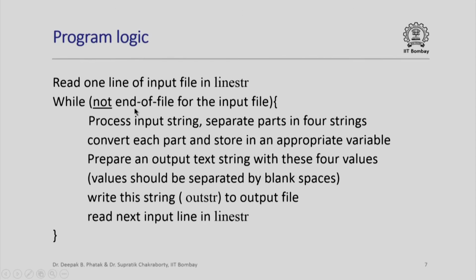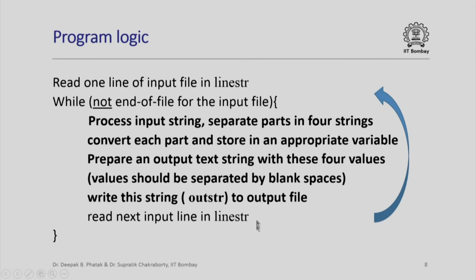What do we do? We do exactly 4 things. 1. Process the input string and separate the parts into 4 strings. 2. Convert each part and store it in an appropriate variable. 3. Prepare an output text string with these 4 values. Note that we should separate these values by blank spaces. And 4. Finally, write this string, the out string, to the output file. Now, these 4 things we have to repeat again and again, and that is why we have this while loop.